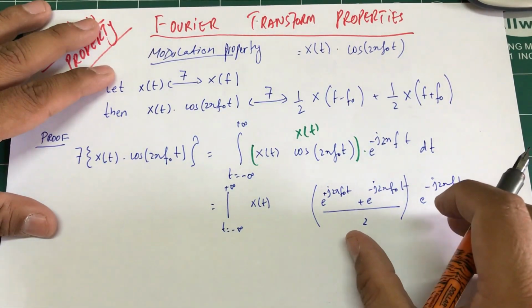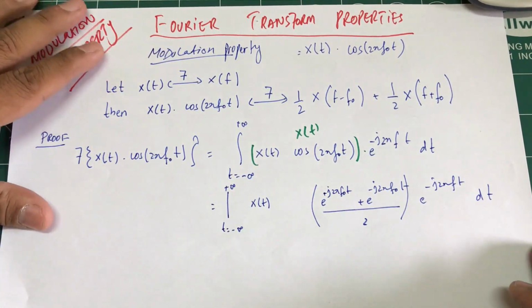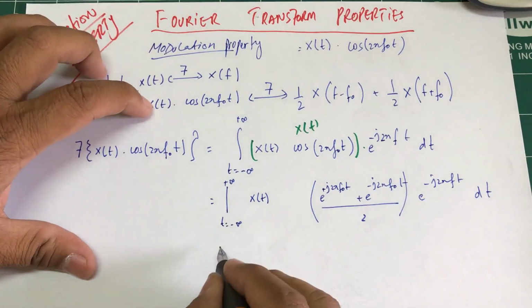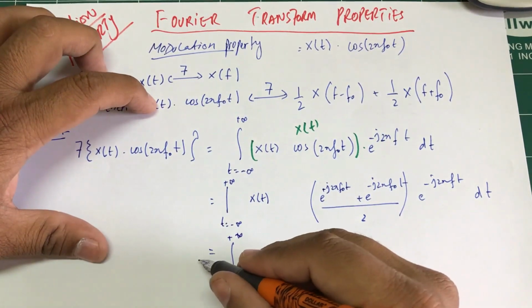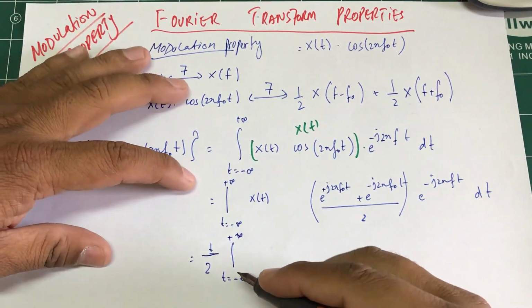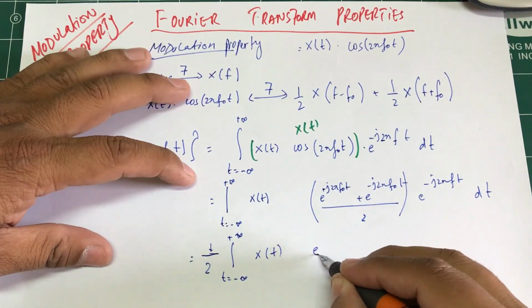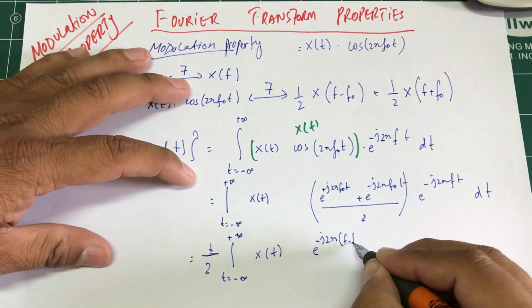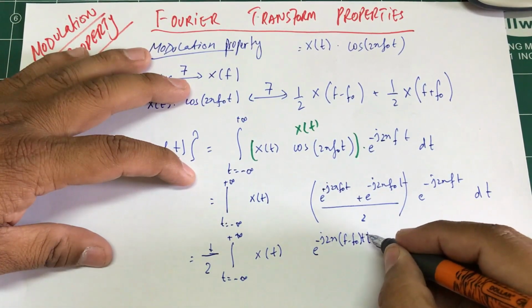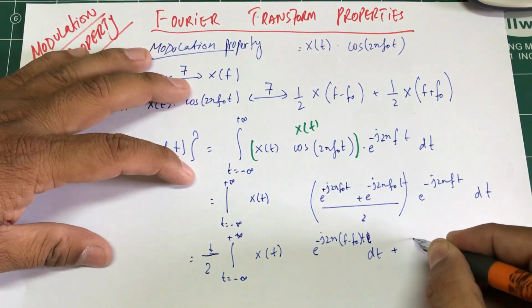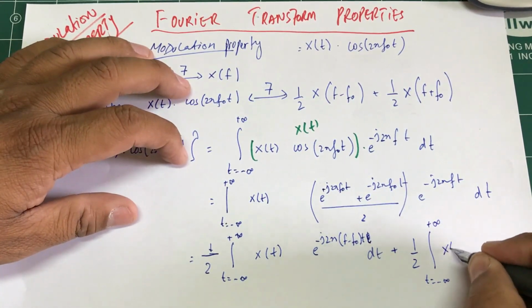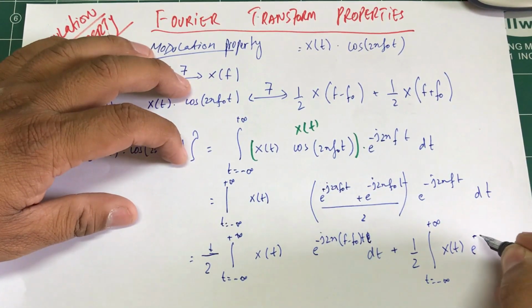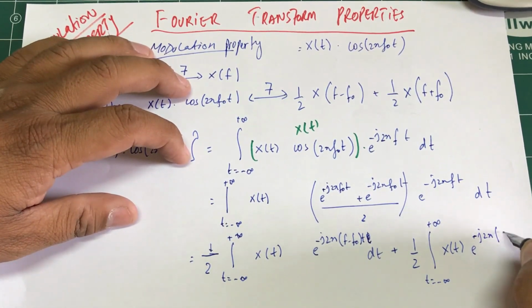So I can just split it. I'm going to keep this as is, just like we did when we were calculating the Fourier transform of a cos function. So this is just like saying t goes from negative infinity to positive infinity. I'm going to bring that 1/2 out. That is going to be x of t e to the negative j 2 pi f minus f naught t dt, plus 1/2 the integral from negative infinity to positive infinity of x of t e to the negative j 2 pi f plus f naught t dt.